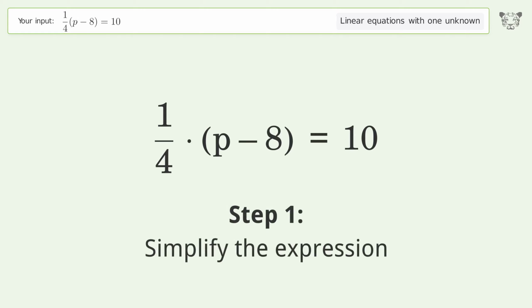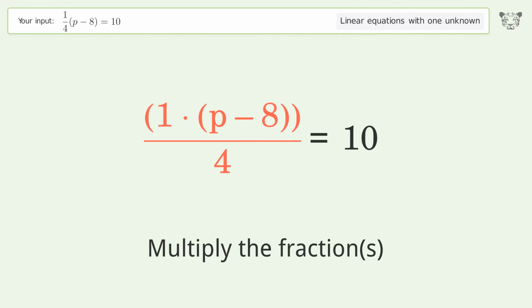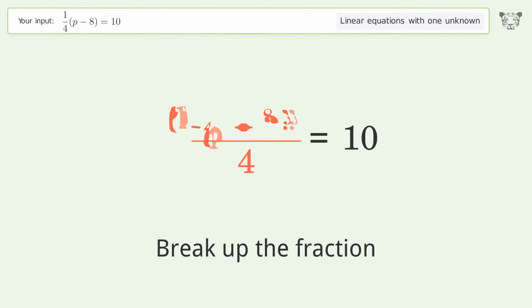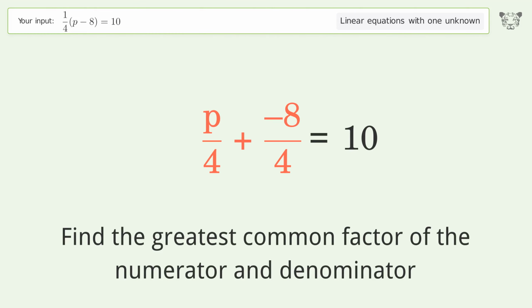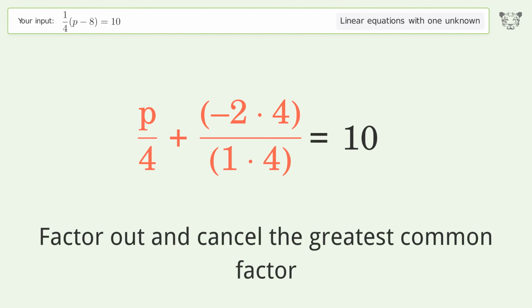Simplify the expression. Multiply the fractions. Break up the fraction. Find the greatest common factor of the numerator and denominator. Factor out and cancel the greatest common factor.